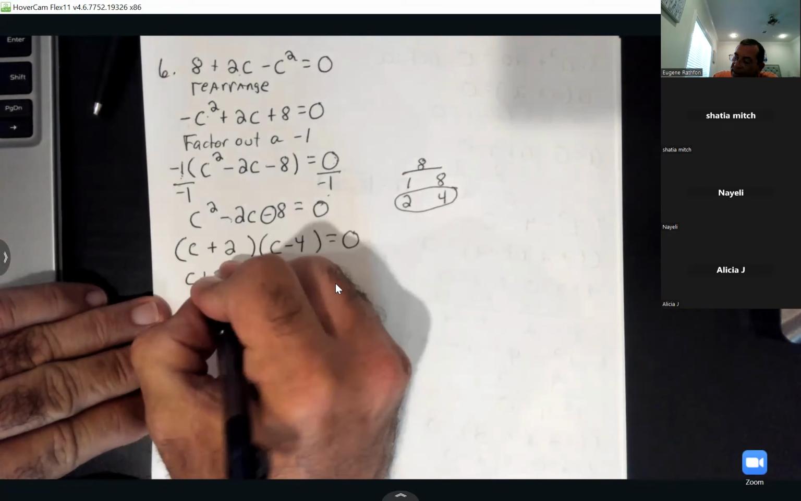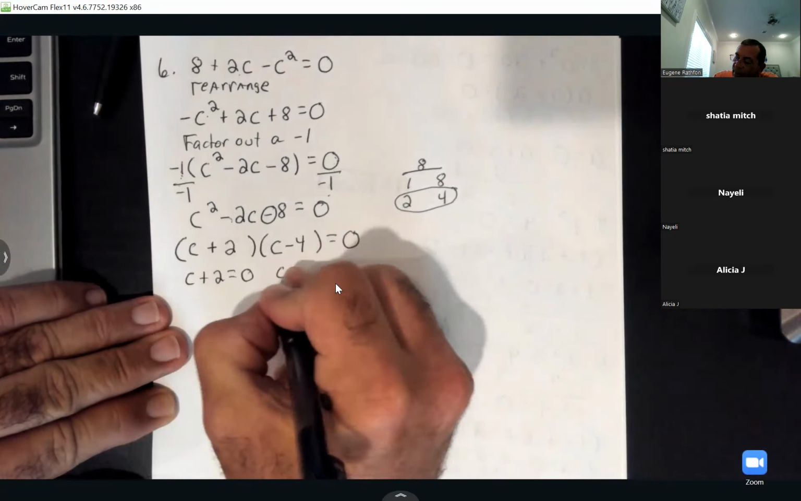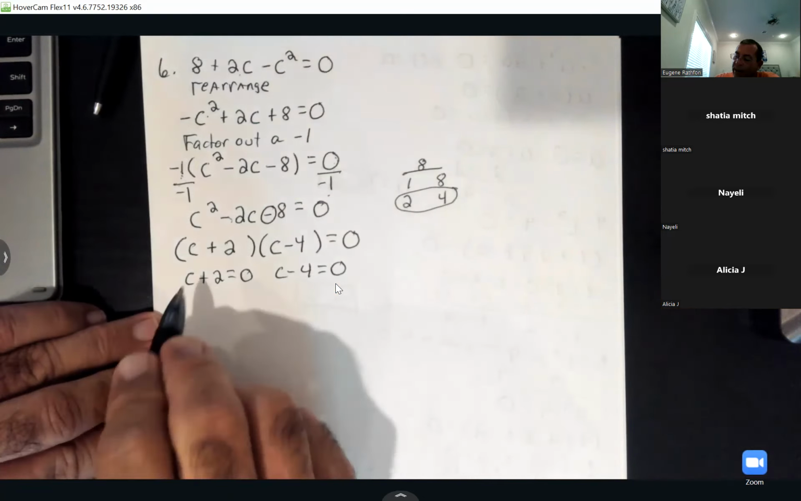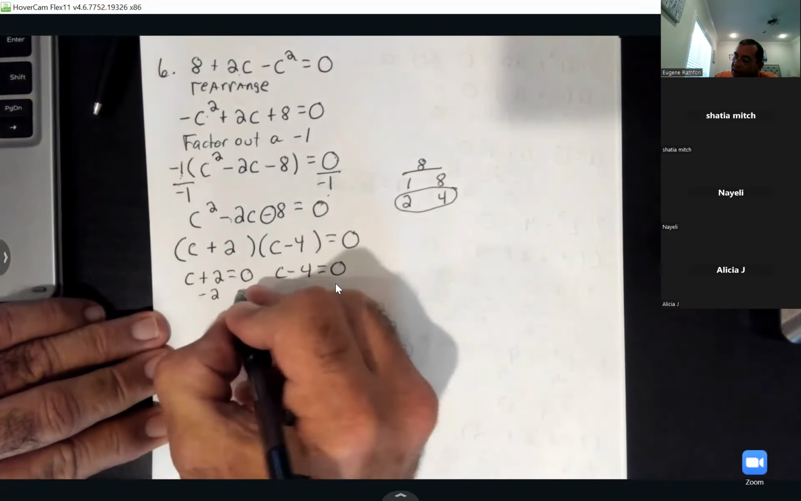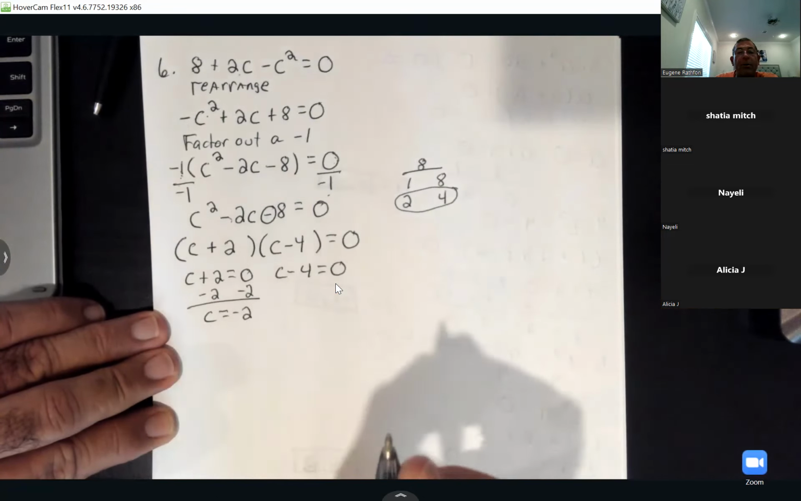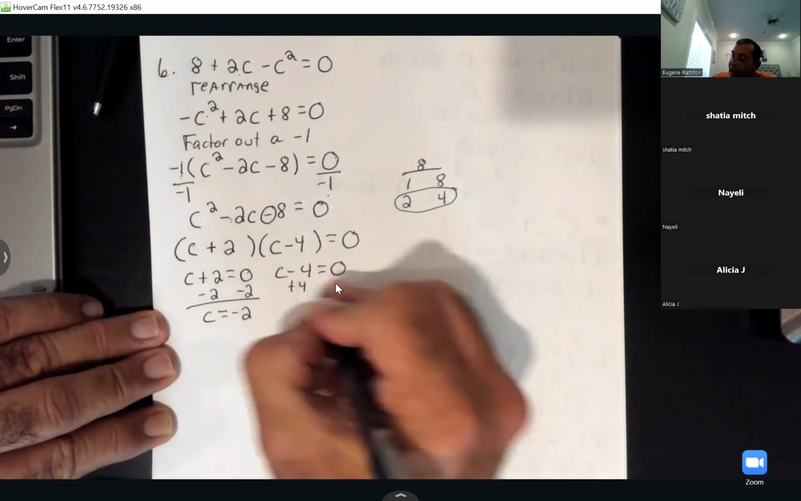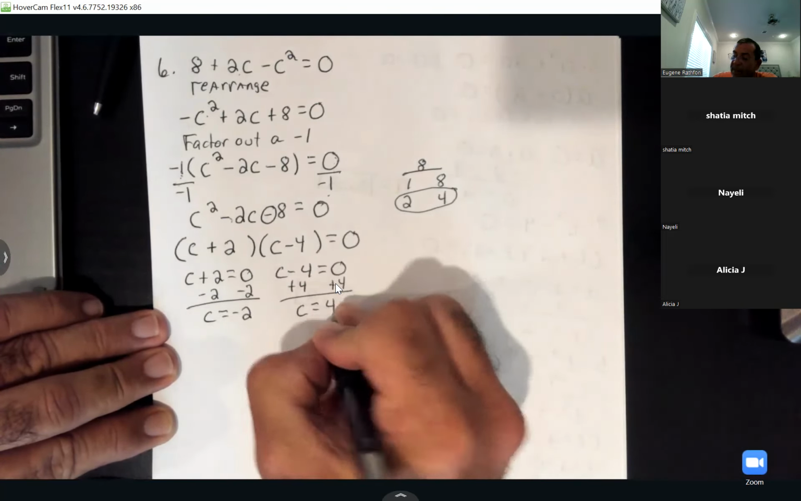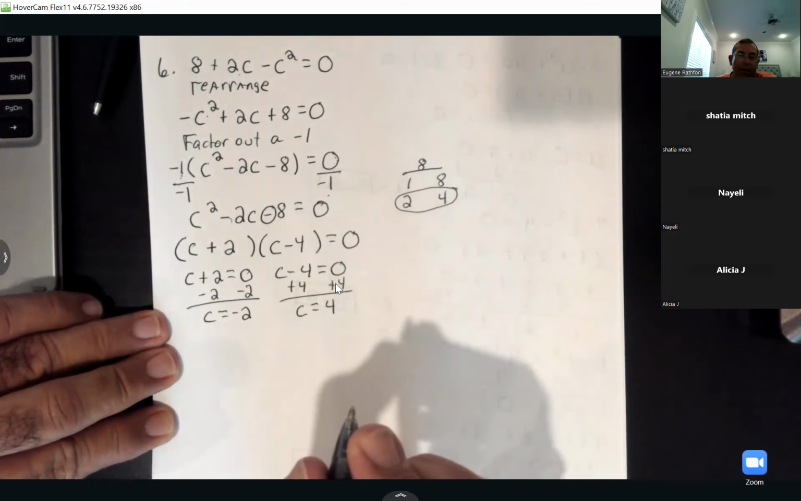All right, y'all, set both these equal to 0. All right, so let's see. First one, we're going to subtract 2 from both sides. I get c is a negative 2. The second one, I'll add 4 to both sides and get c is a positive 4.